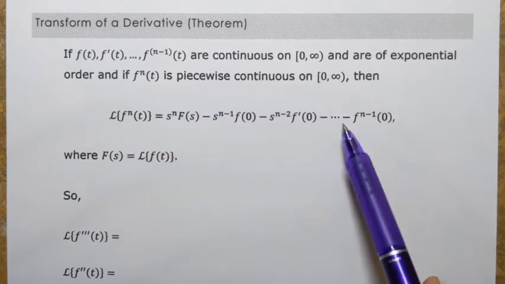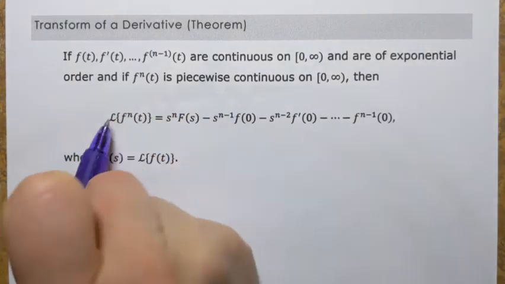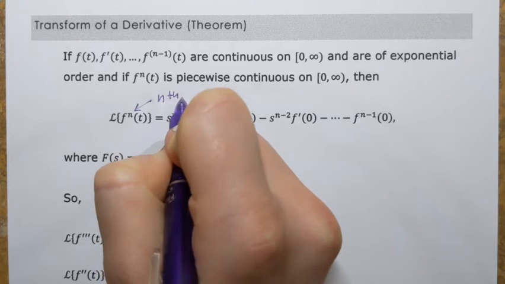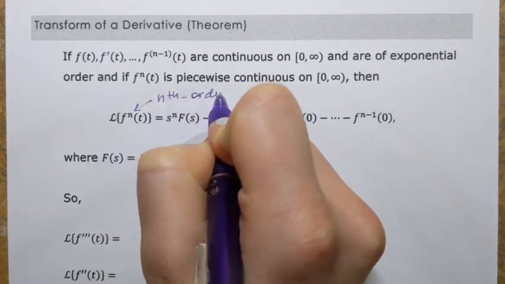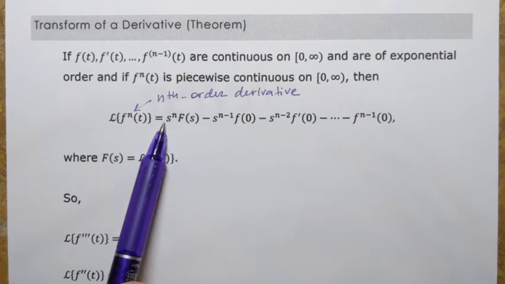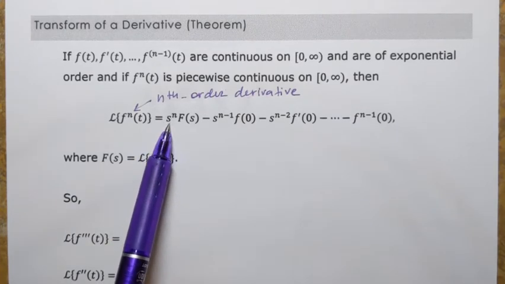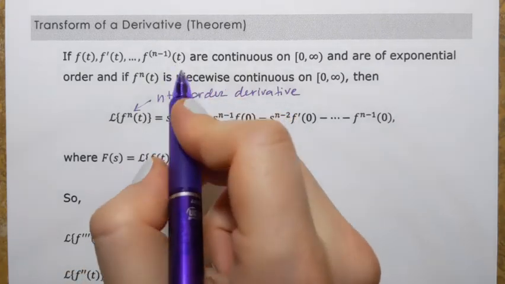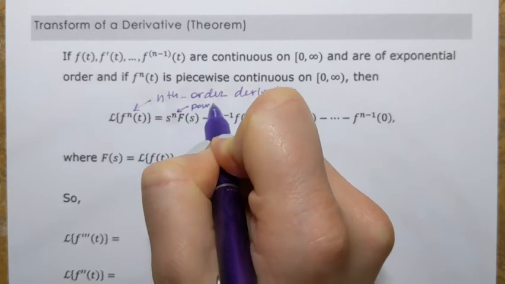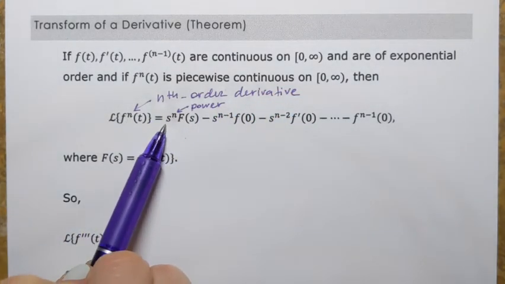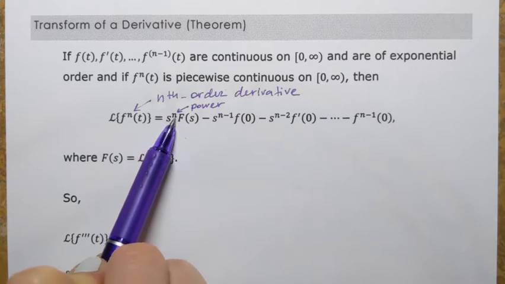Let's try to understand what is what here. So once again, here n represents nth order derivative. This is what it equals to. S to the power n. So s is that new variable that we obtain after we perform Laplace transform, and then n in this case represents the power. Notice this power matches the order of the derivative. Now s is the variable, so it's s raised to the power n.